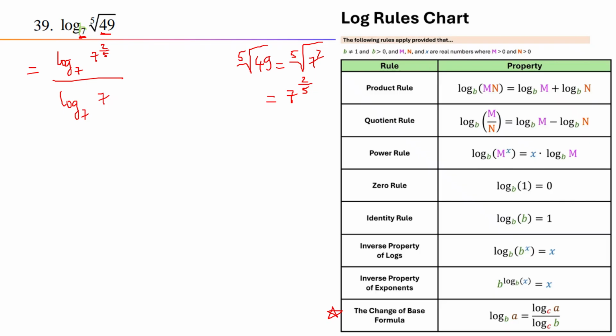So the base right here is 7. And we always choose C equals 7 as well. Okay, B is 7. A is the fifth root of 49. That is 7 to the power of 2/5.